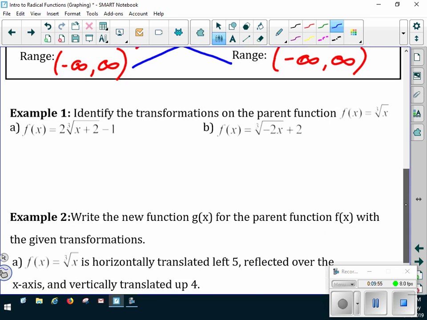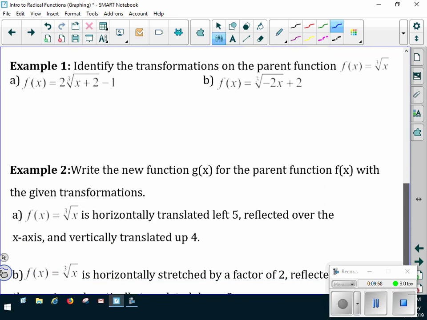All right, you've got a little bit of stuff toward the bottom of that paper. Identify the transformations on the parent function. Look at that first one. A lot of stuff going on. I want you to talk to the person next to you, or if you're solo, turn around and talk to the two people behind you. And I want you to decide what the transformations are on part A and part B. Go.